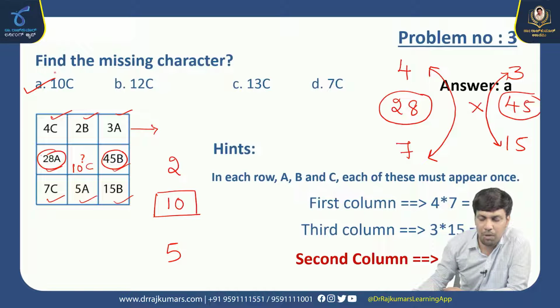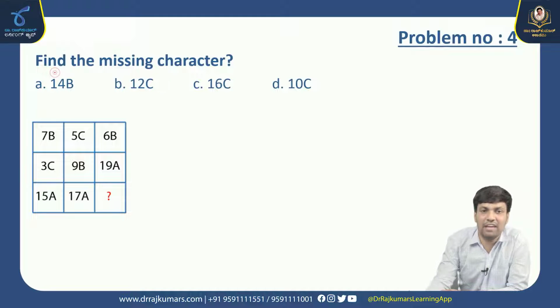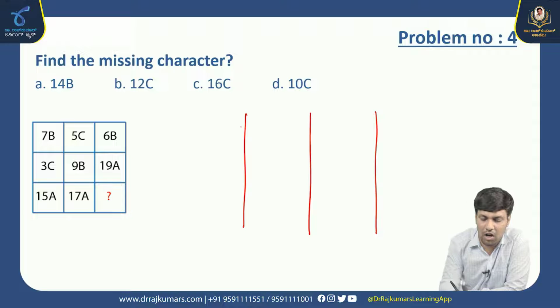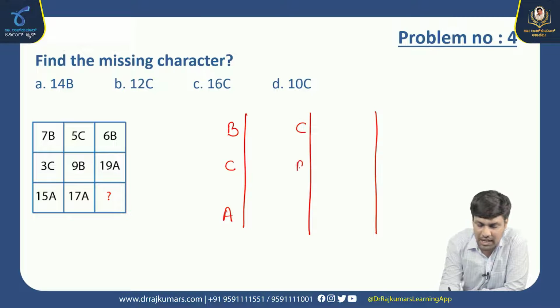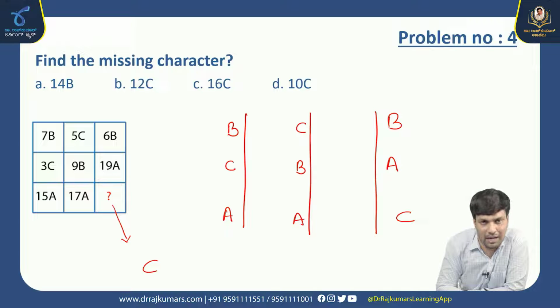Moving on to our next problem. Find the missing character. Here again we find a square tabulation with a 3 cross 3 matrix. Again we have the same 2 characters in each box. In each column we have A, B, C in a particular order. On observing the first column we have B, C, A. Second column, C, B and A. Again A, B, C. In the third column we have B and A. The lacking alphabet is C. In the question mark place, the alphabet to be placed here is C. When coming to the number, what is the pattern hidden in the numbers? We shall check it out now.